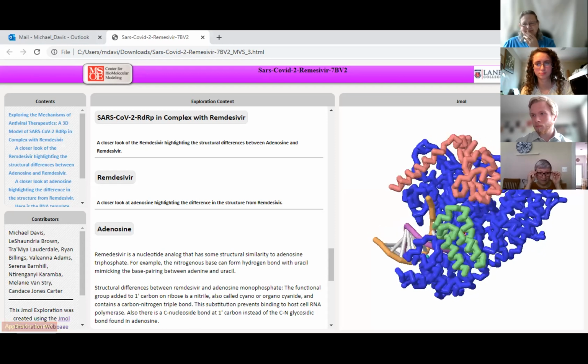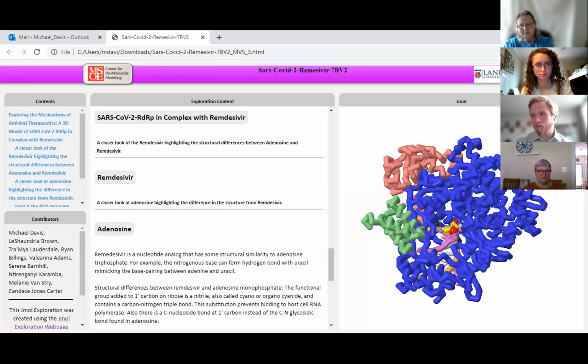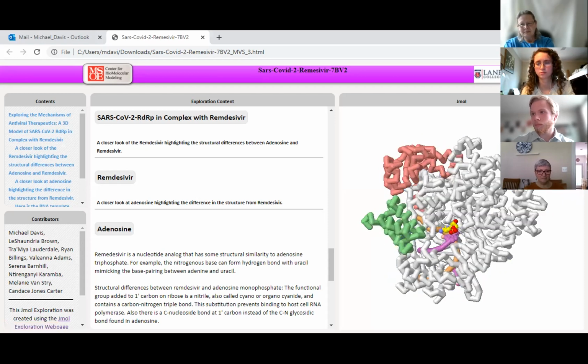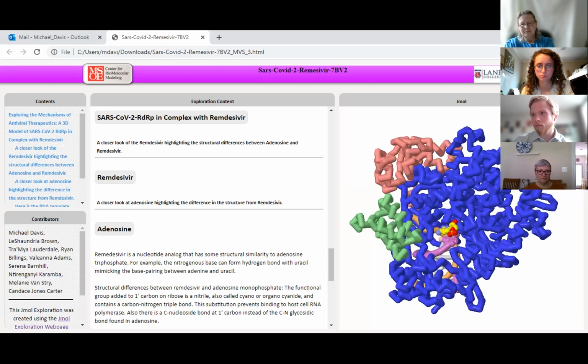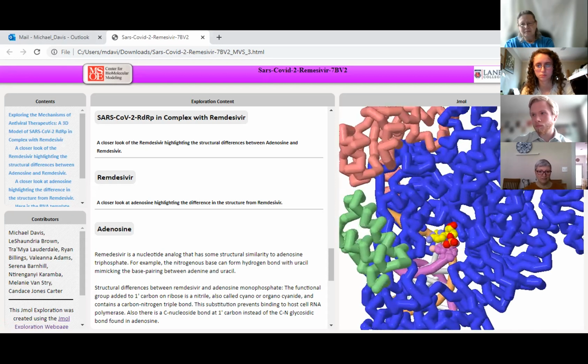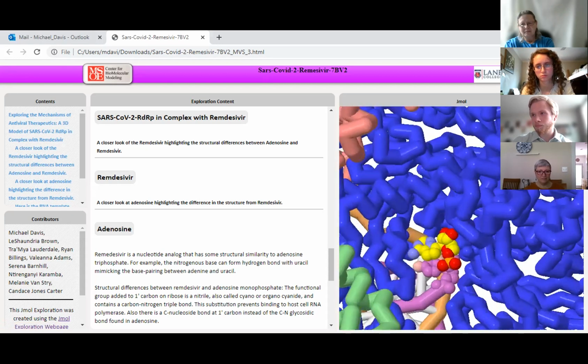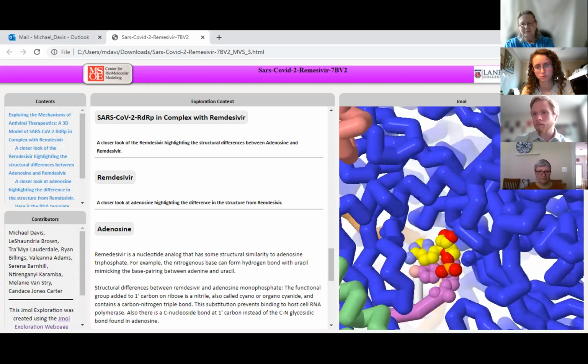So here, I also show this as well while I play, just in case it moves faster or slower. We highlighted the non-structural proteins: NSP7, which we have highlighted in green, NSP8, which we have highlighted in red, and NSP12, which we have highlighted in blue. And then you can also see the active site with the RNAs in the middle with the yellow, which is the remdesivir, which is highlighted right now on the screen. And then we also have the RNA primer, which is pink, and the RNA template, which is orange.